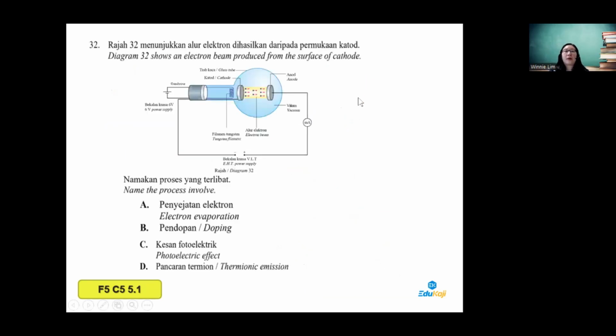32. Diagram 32 shows an electron beam produced from the surface of a cathode ray. Name the process involved. They just say the electrons are produced from this cathode ray. This process is called thermionic emission. Thermionic emission is the release of electrons from a heated metal. When the filament heats up, it releases electrons. So this process is called thermionic emission.